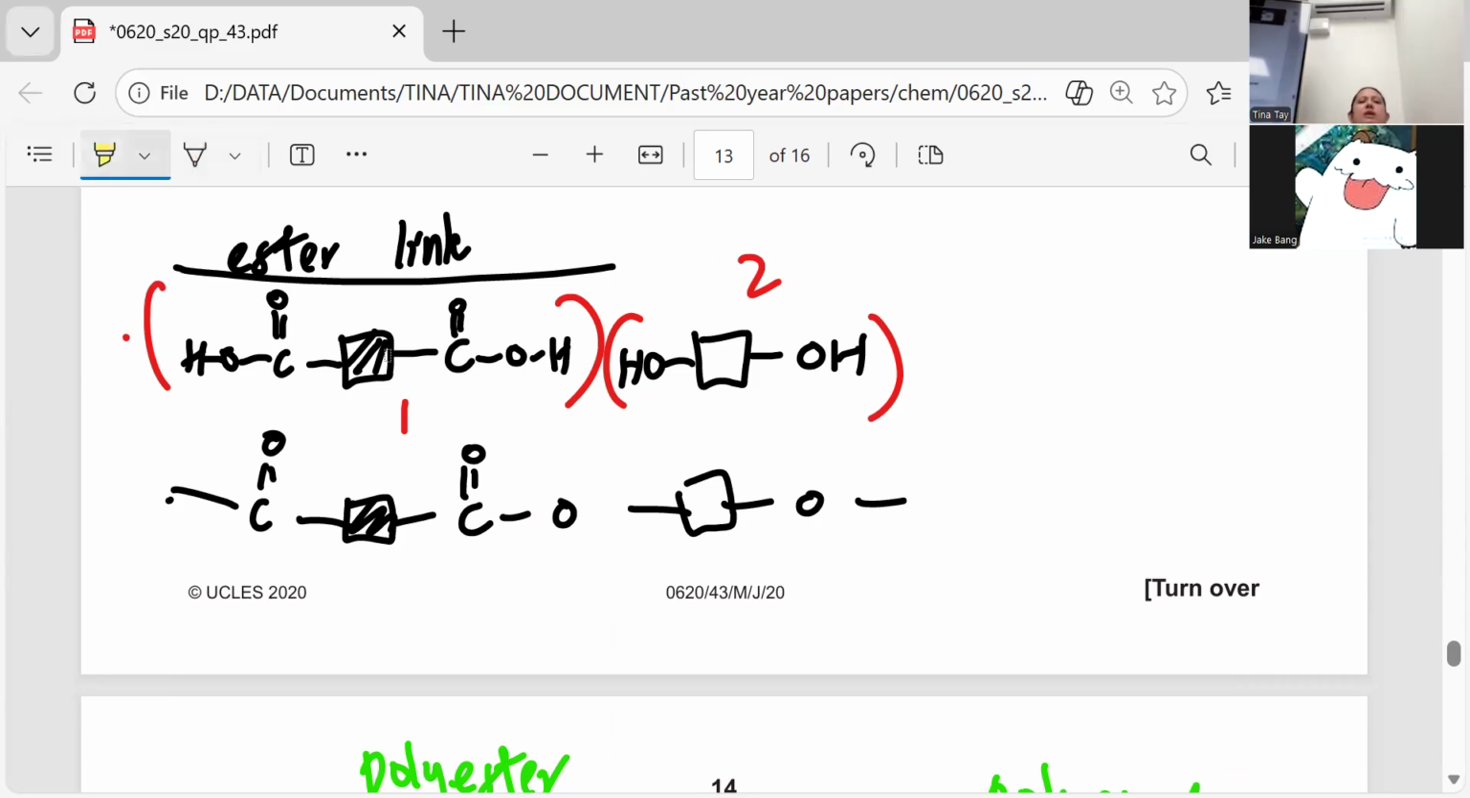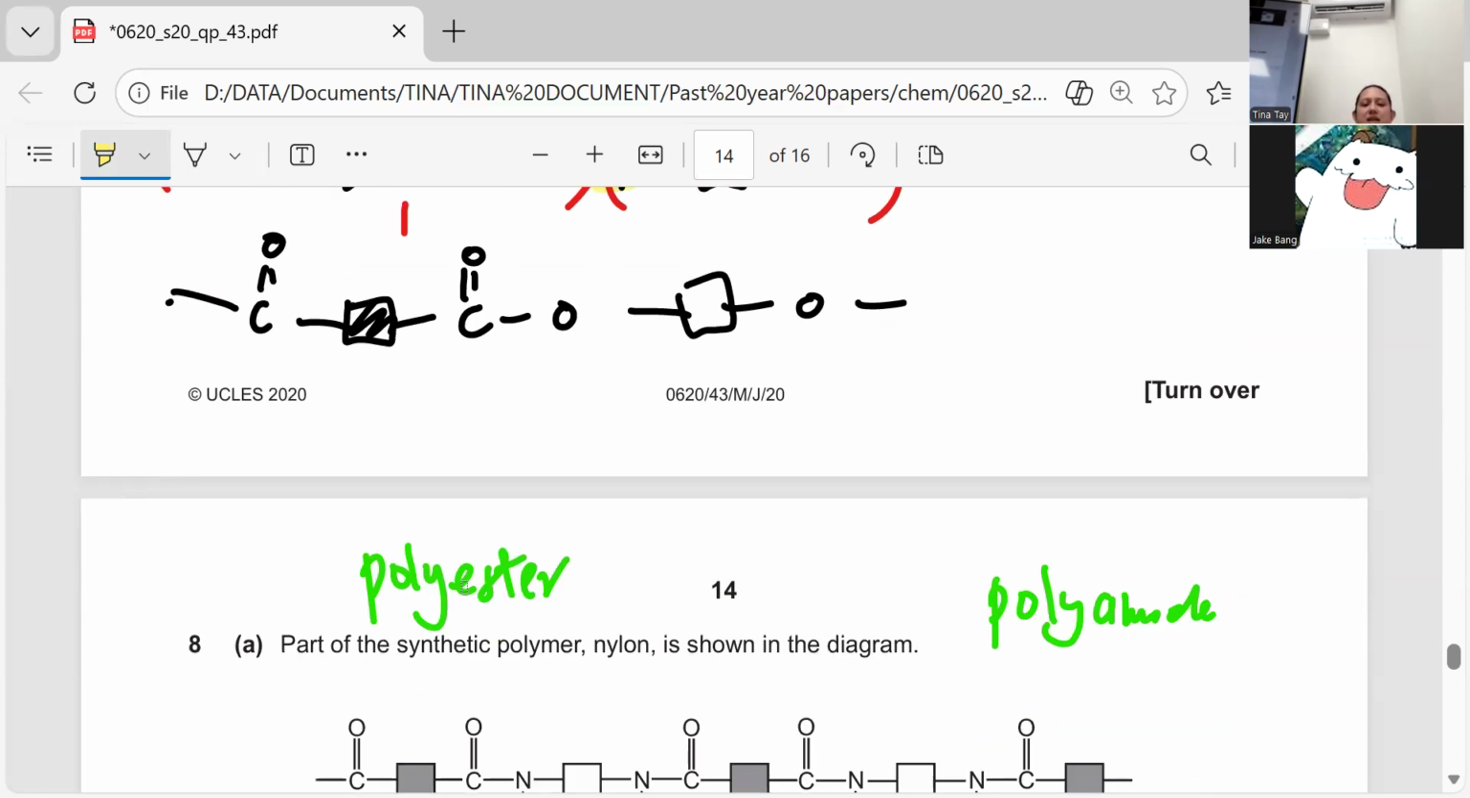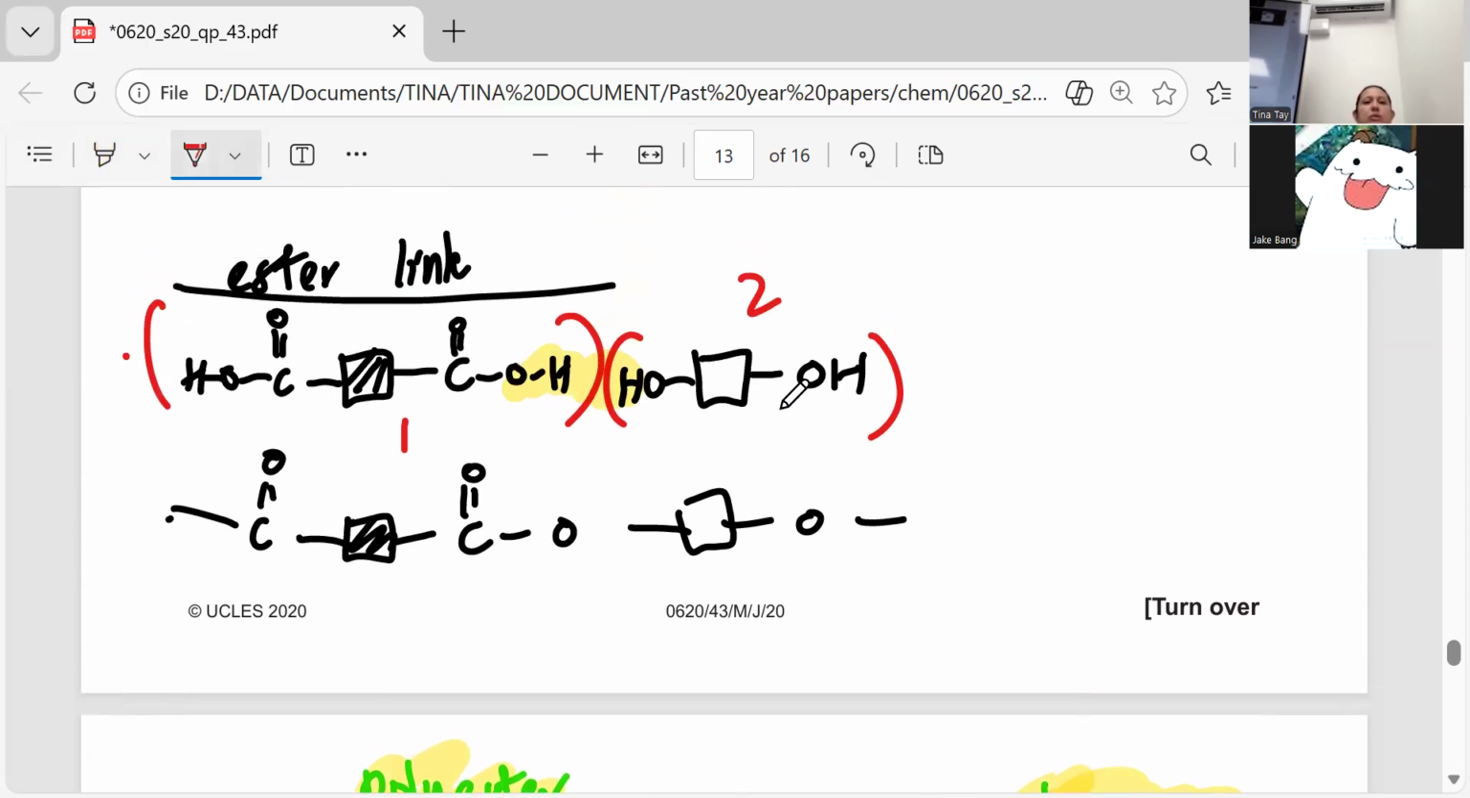In order for the monomers to join together, it's called condensation because it removes a molecule of water. H2O is removed for each link. Get it? So that is polyester, one of the condensation polymerizations. Polyamide is almost the same. You need to remember amino acid also.